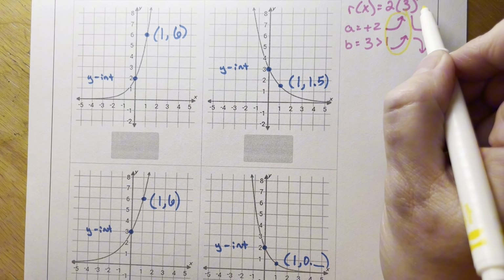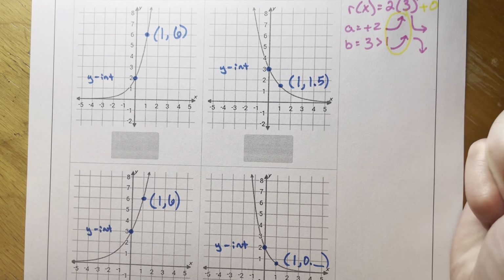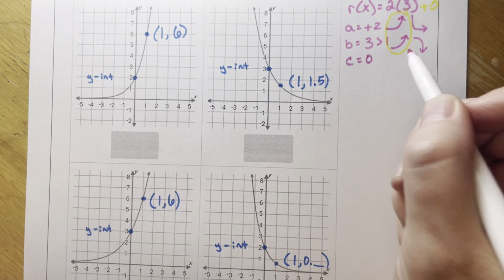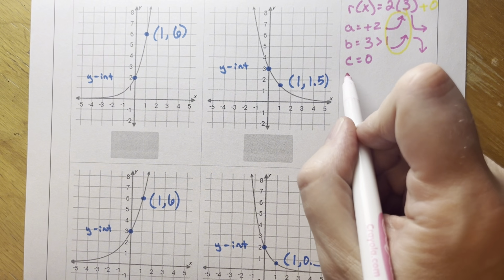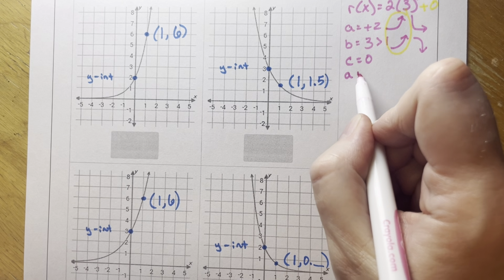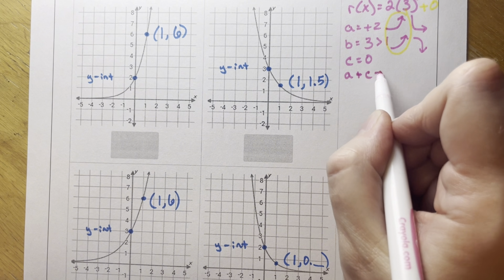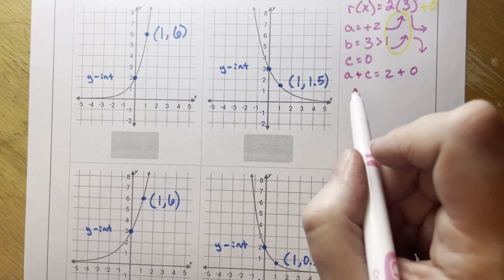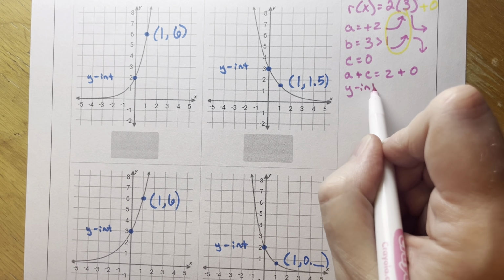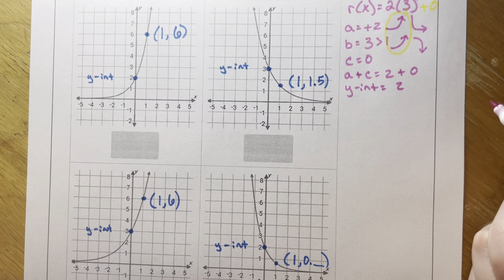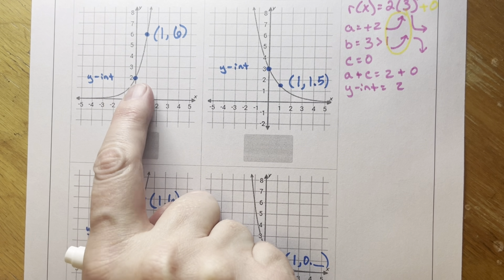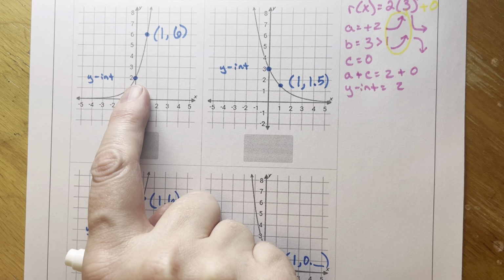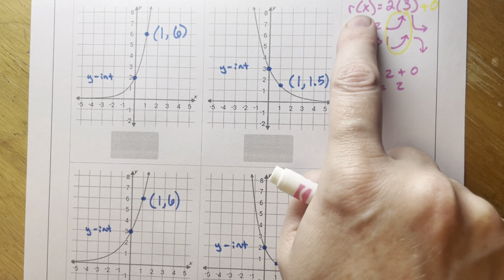Looking for c, we know that if nothing is visible added or subtracted at the end of our equation, c is equal to 0. That helps us find our y-intercept by adding a and c together, where a is 2 and c is 0, so my y-intercept is equal to 2. So it is most likely that our first graph will be the appropriate one for our exponential function of r of x.